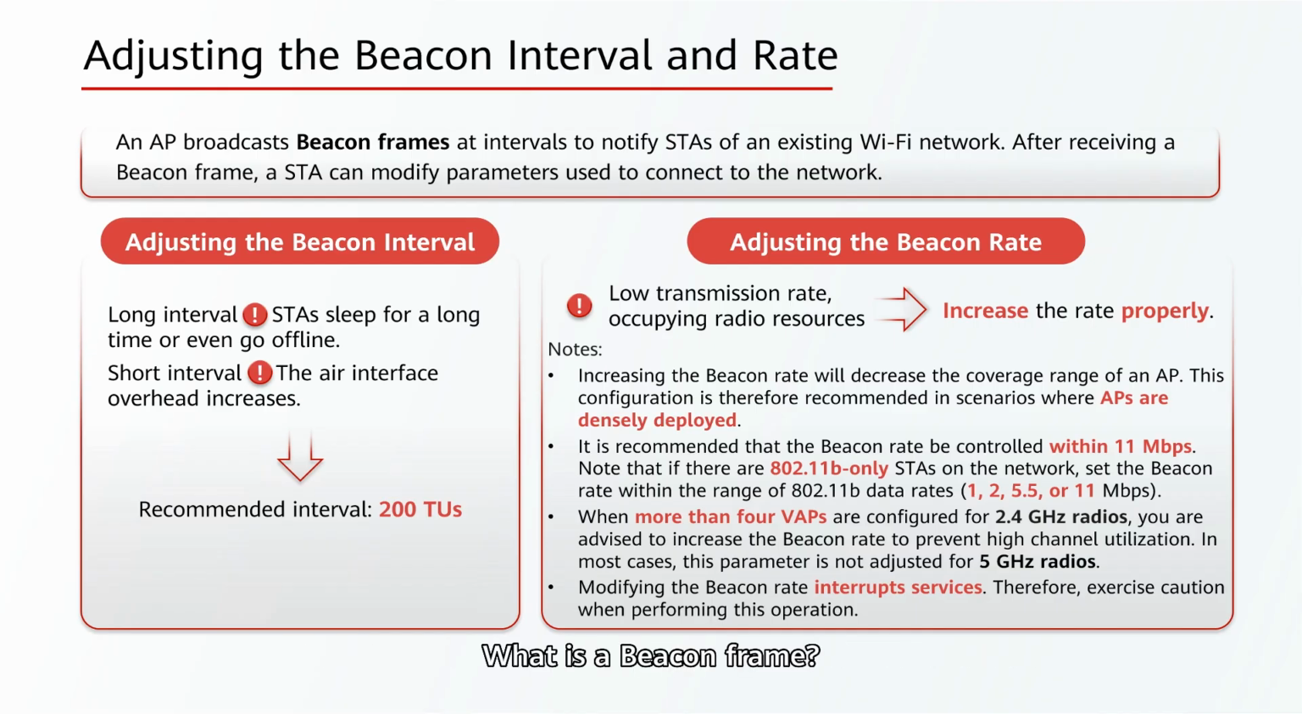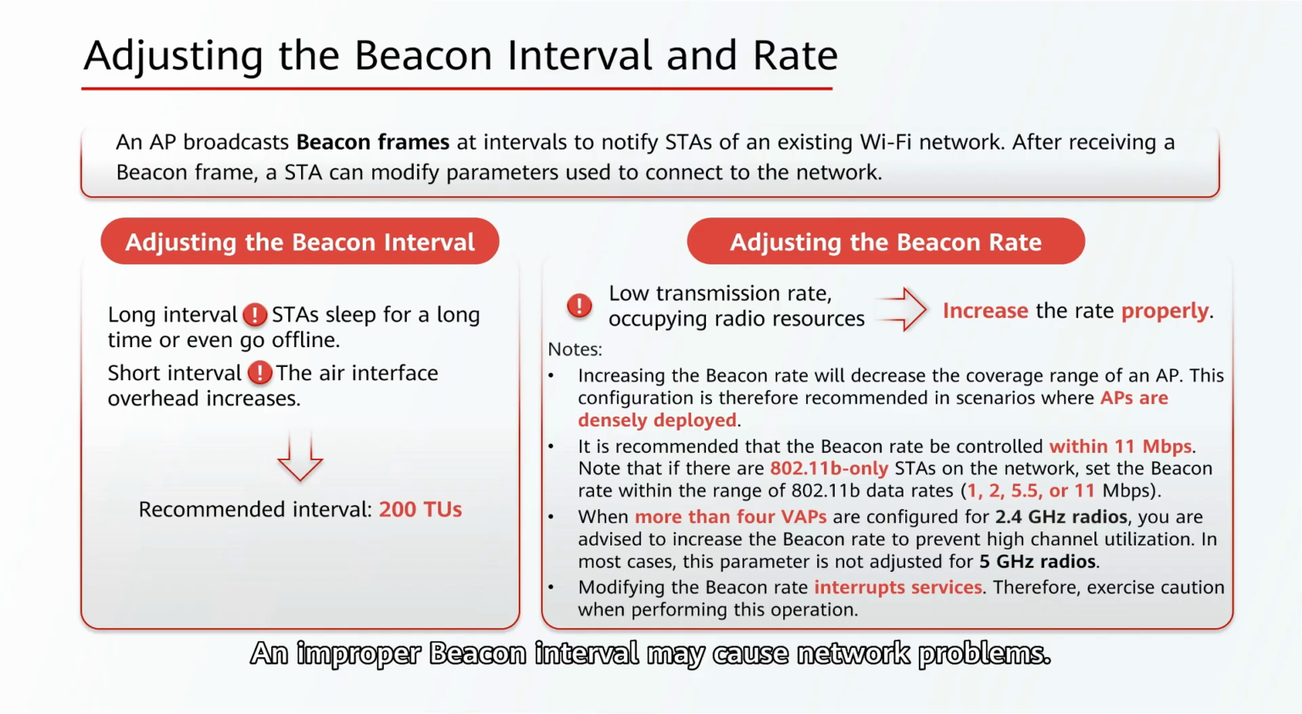What is a beacon frame? It is a broadcast frame sent at intervals to declare the existence of a Wi-Fi network. An improper beacon interval may cause network problems. The recommended interval is 200 TUs. If the beacon rate is low, more radio resources will be occupied. As such, you are advised to increase the beacon rate based on the network deployment.